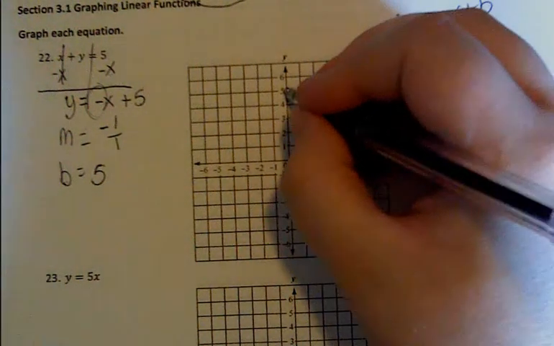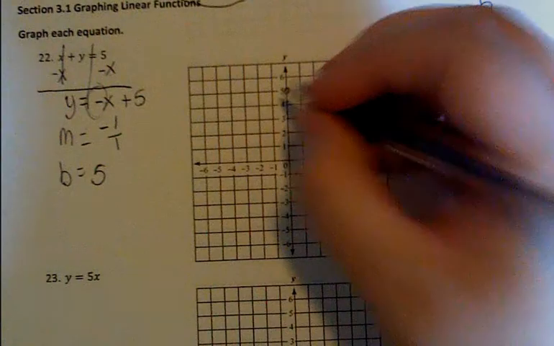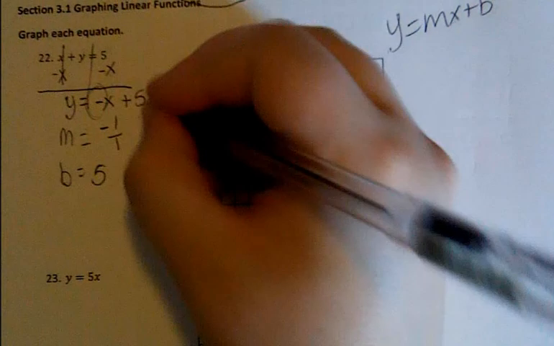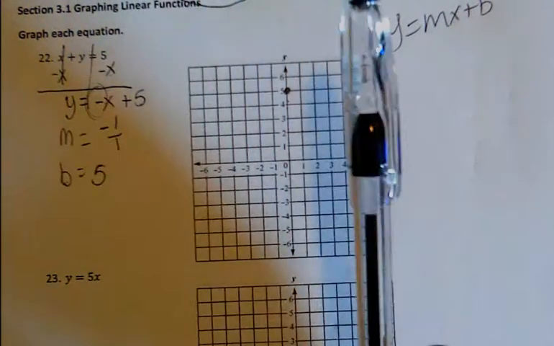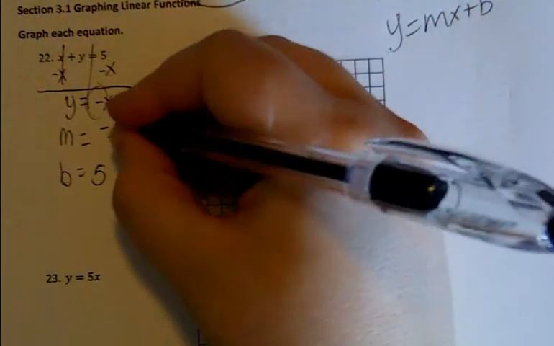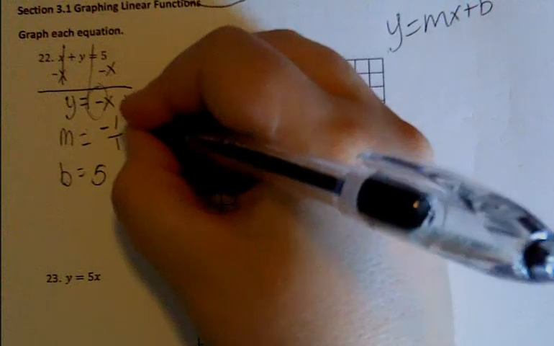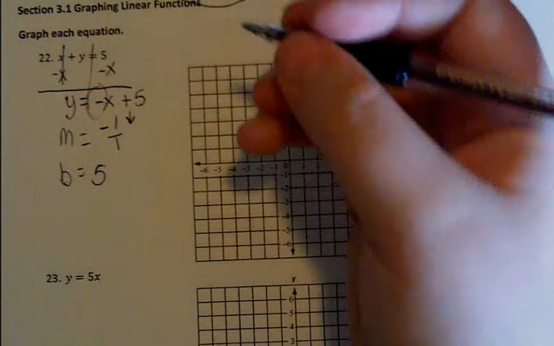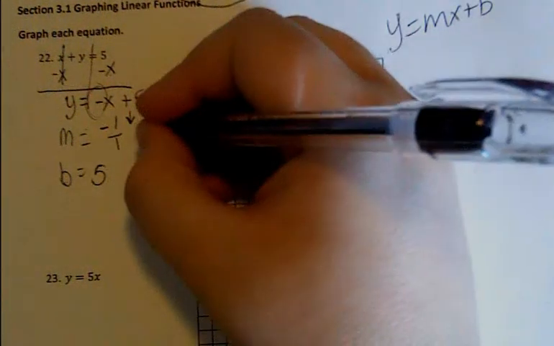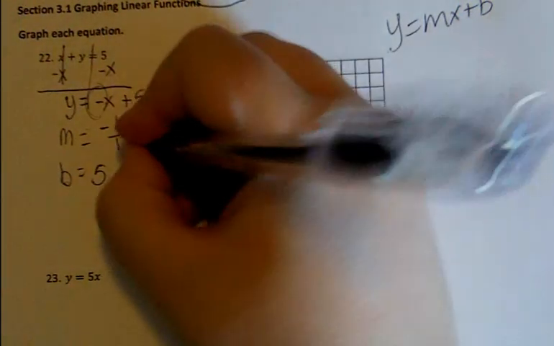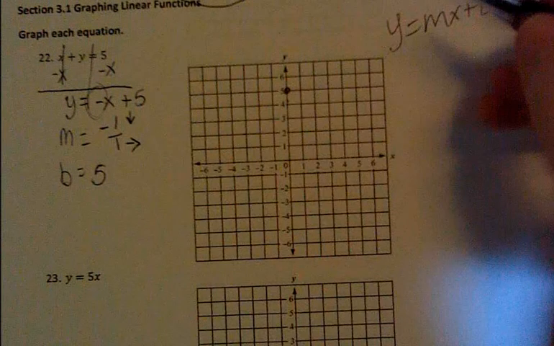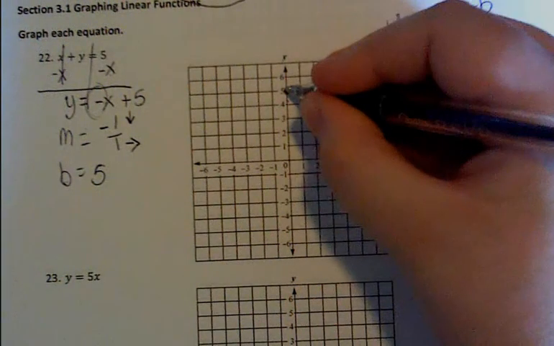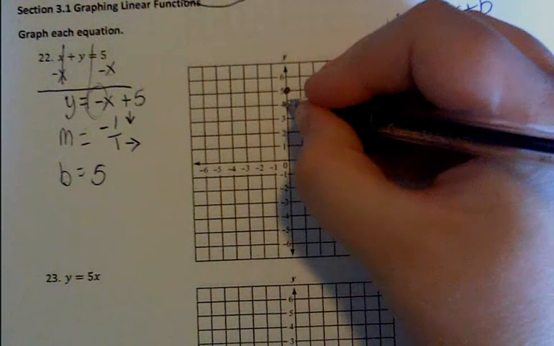Put your pen on the y-intercept, and it's rise over run. So rising means you're going up and down, okay? So if I'm rising in a negative direction, that means down. And then if you're running in a positive direction, running is from left to right. So running in a positive direction would be to the right. So I'm going to go down 1 and to the right 1. So starting at my y-intercept, I'm going to go down 1 to the right 1.